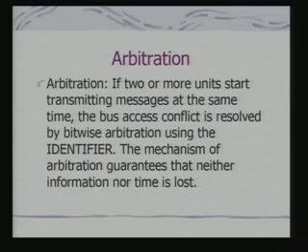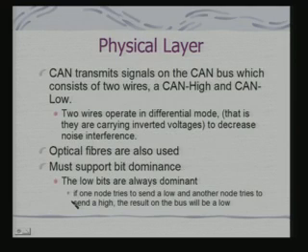Arbitration occurs when two or more units start transmitting a message at the same time, and it is resolved by using the identifier priority. The mechanism of arbitration guarantees that neither information nor time is lost. So, that arbitration mechanism is an interesting part of CAN, and we shall discuss it later on. First, let us start looking at the physical layer.